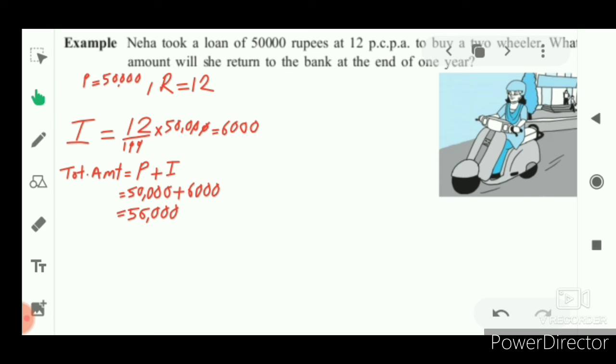अब after 1 year Neha has to pay a total amount of 50,000 plus the interest. 50,000 plus 6,000, हमको इंटरेस्ट के साथ में बैंक को पैसा वापस देना पड़ेगा. सो टोटल अमाउंट इज द प्रिंसिपल अमाउंट प्लस इंटरेस्ट दैट इज 50,000 प्लस 6,000 दैट इज 56,000 रुपीज़. Okay, so at the end of the year Neha has to return the amount 56,000 to the bank.